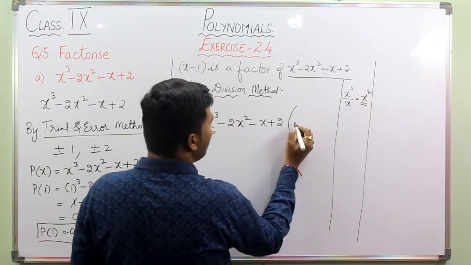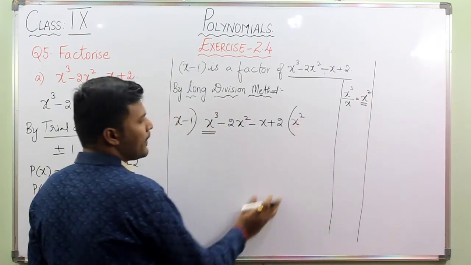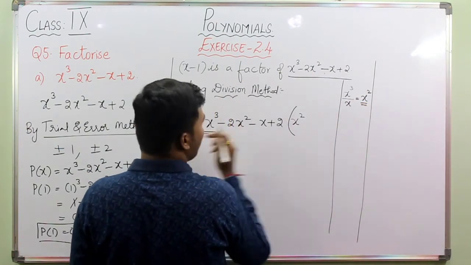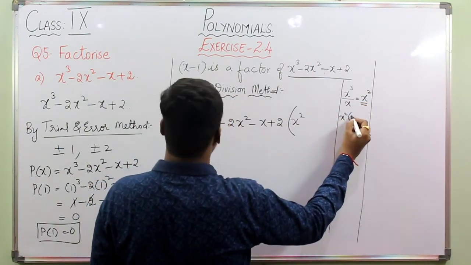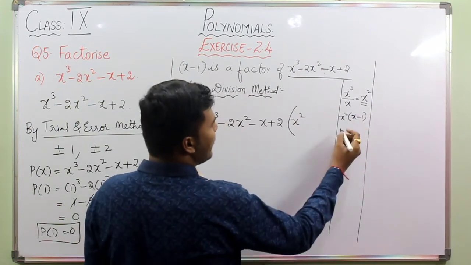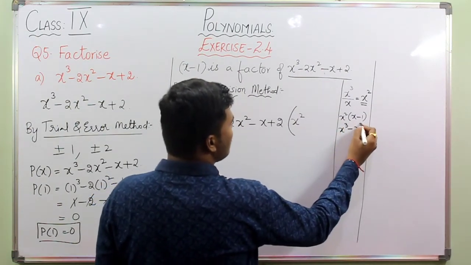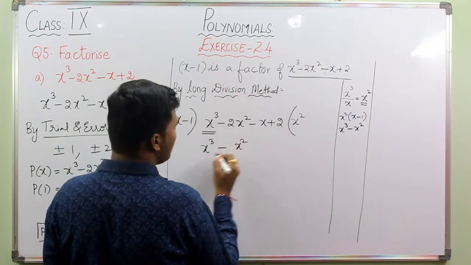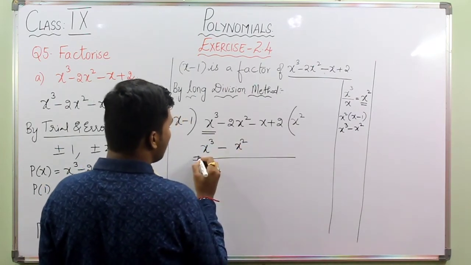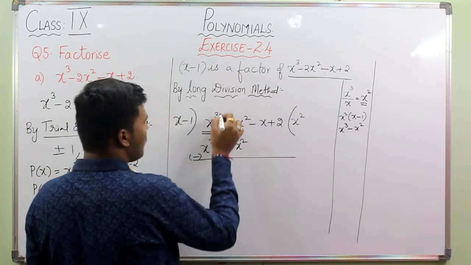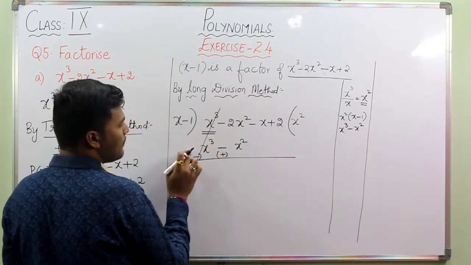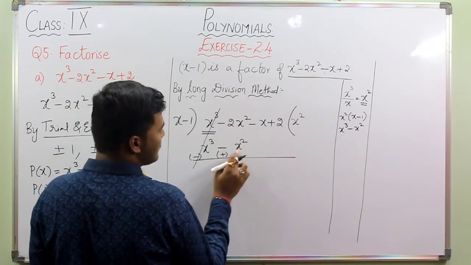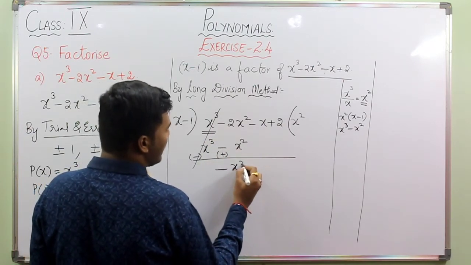Whatever I am getting, I will write in the quotient part. Okay, so whatever I am left with should be multiplied by the divisor, that is x square into x minus 1. Then it will become x cube minus x square, x cube minus x square. Now change the symbols, minus plus. So the first term gets cancelled because plus and minus. Now see the second term, minus 2x square plus x square, then it will become minus x square.